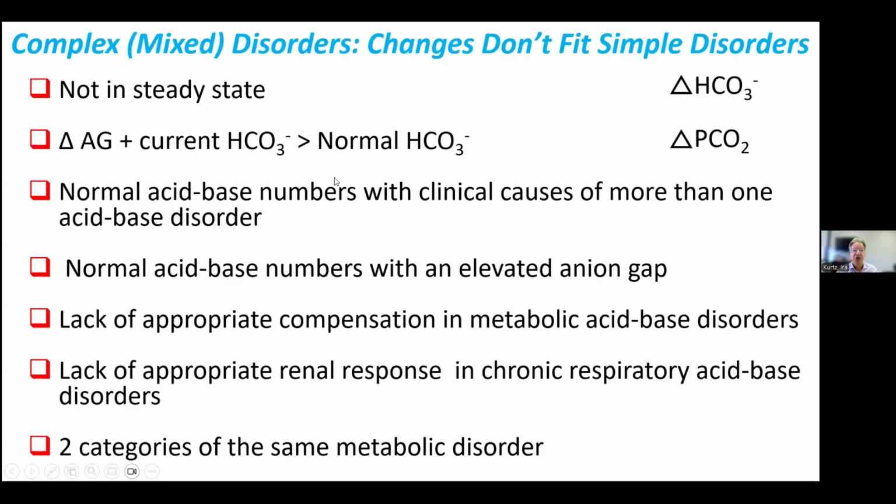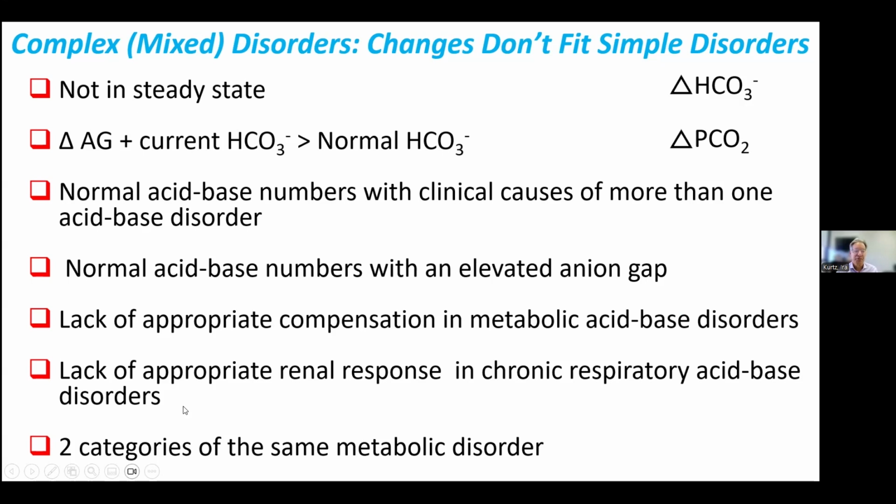So this slide shows all the reasons that you could have what look like complex or mixed disorders. And what this means is that the delta bicarb and delta PCO2 don't fit the numbers that I just showed you. So if you get delta PCO2 and delta bicarbs that don't fit those last 6 rules that I showed, then you have what is called a mixed disorder, or numbers that look like a mixed disorder.